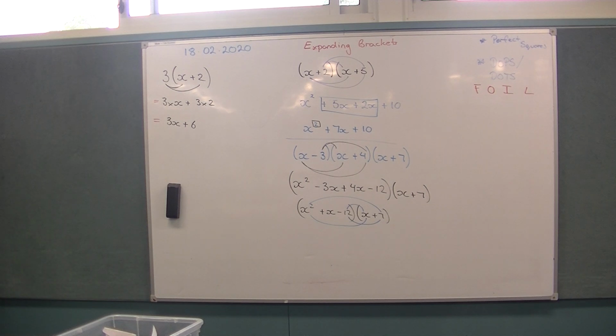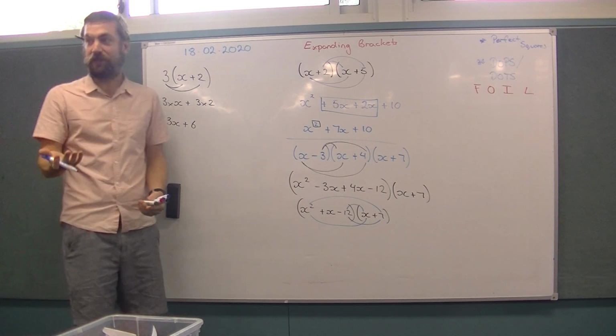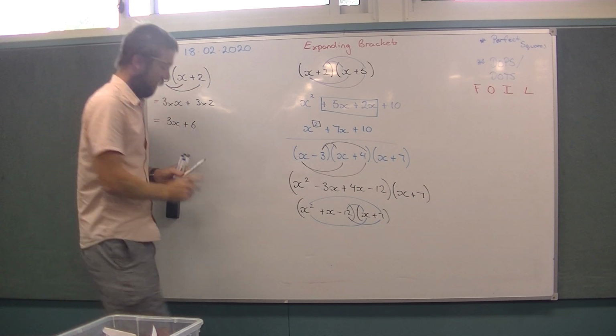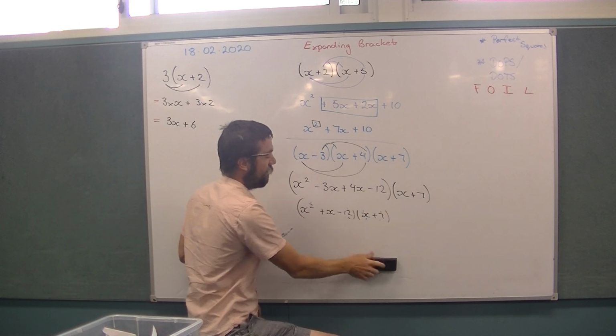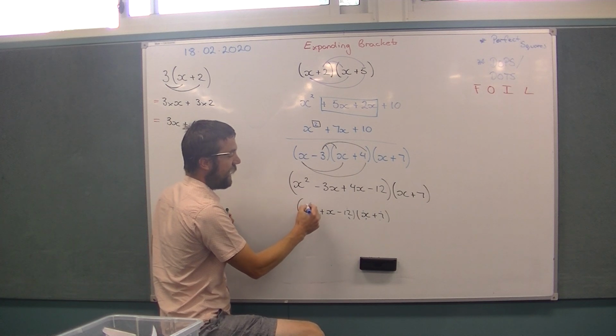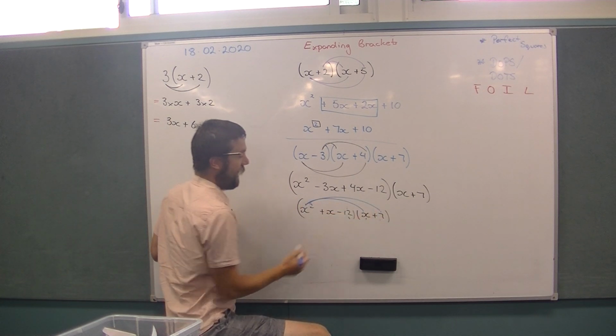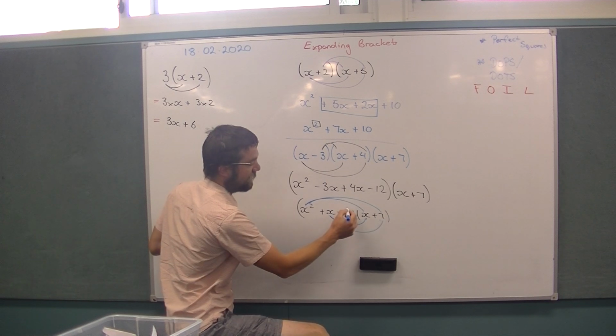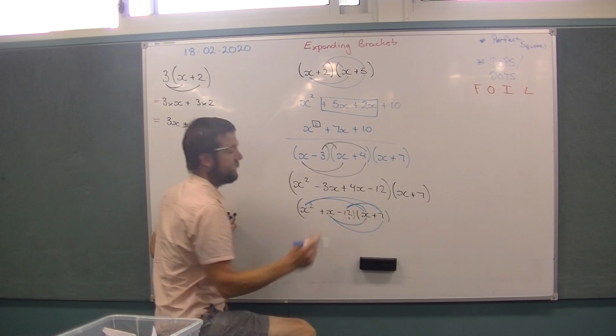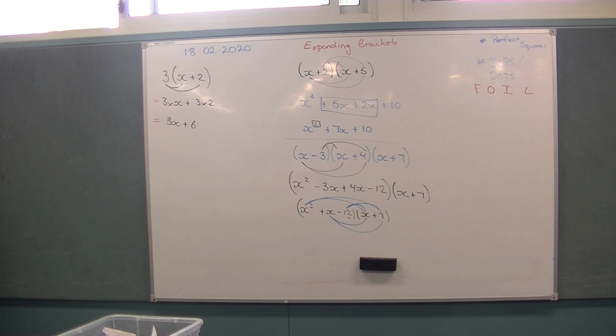So this is where you go back and just remember that FOIL is just the idea of multiplying everything by everything. Everything times everything. So erase these blue lines and redraw them so that the x squared has to be multiplied by that and that. The x has to be multiplied by that and that. The 12 has to be multiplied by that and that. And you've got 6 multiplications there. Everything times everything. Does that make sense?